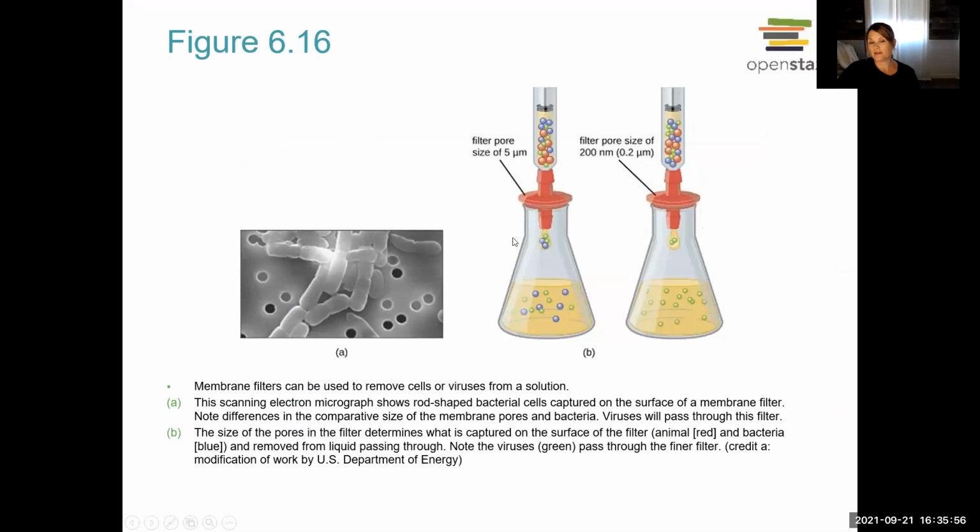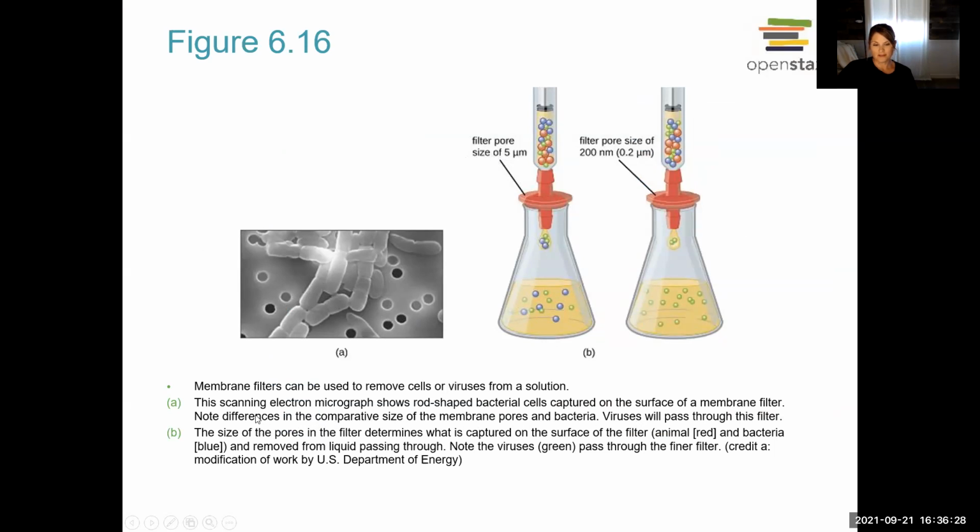This is another example that shows you the filter size I was talking about. If you have a setup like this where you want to sterilize your media, and you want to push unsterile media into this flask, you want a filter here that has pores in it that will block whatever you don't want to get into your media. In this case, you have a filter that's got a size of 5 micrometers. And let's see what we're trying to do here.